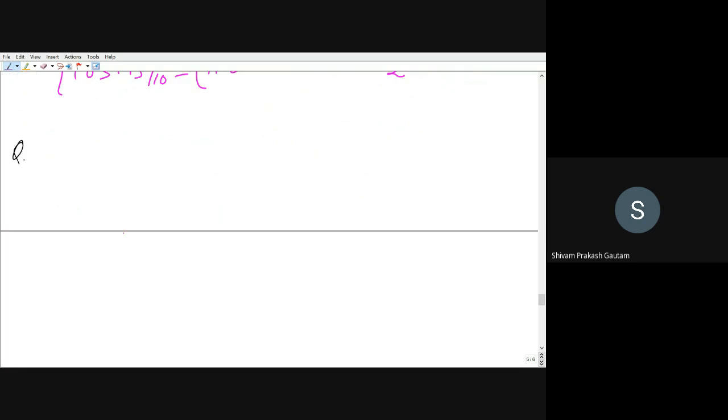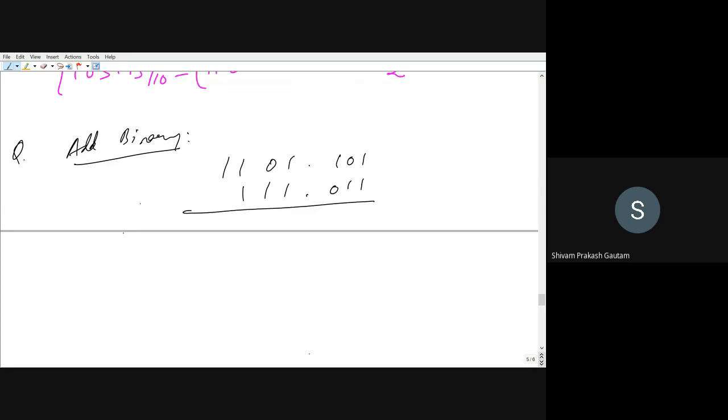Now we will see quickly a few examples where you can add binary. This you already know, but I'm just telling it as our starting point. So addition of binary numbers, suppose we have 1101.101, and you want to add 111.011. You know that 0 plus 0 will be equal to 0, 0 plus 1 will be equal to 1, 1 plus 1 will be equal to 0 and carry 1. This is carry, and this is sum.